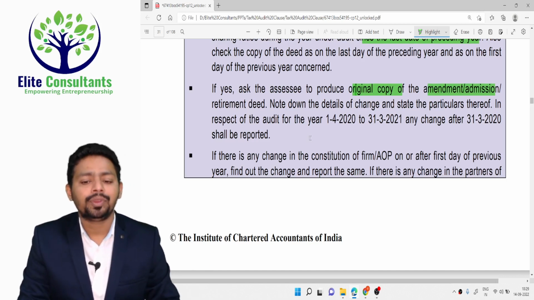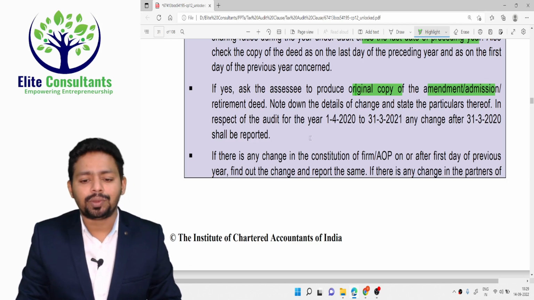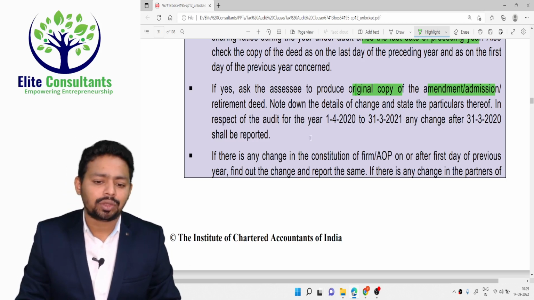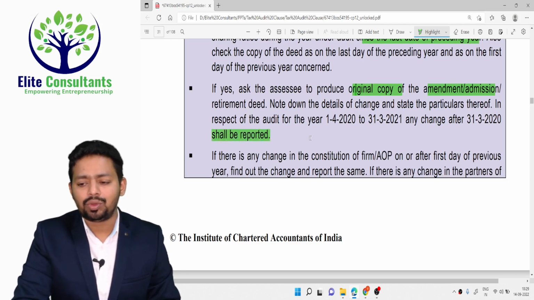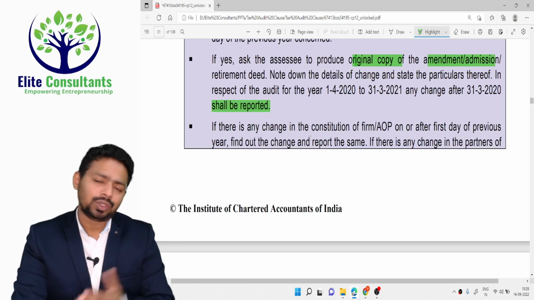Everything you need to check now. Note down the details of the change and state the particulars thereof. In respect of the audit of the year 2020 to 2021, any change after 2020 shall be reported. Okay, they are just giving you reference. Any change which has happened after 31st March, we will also report.